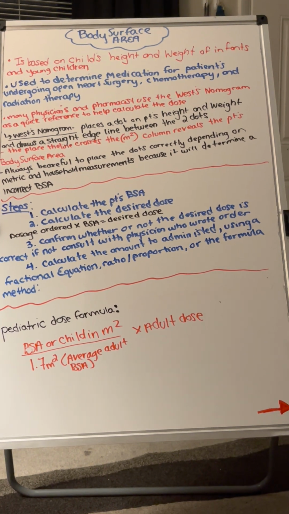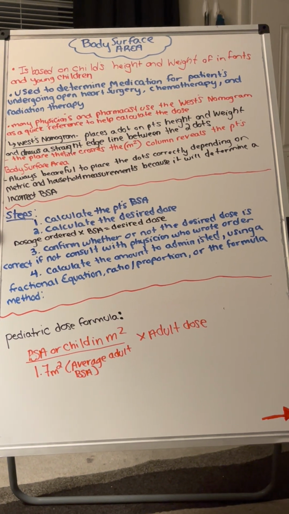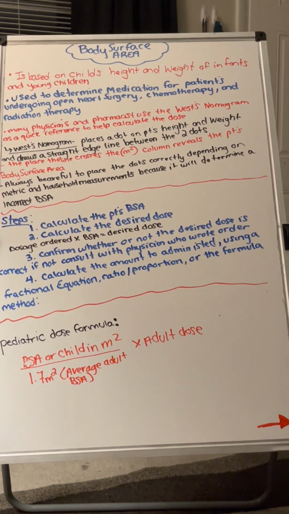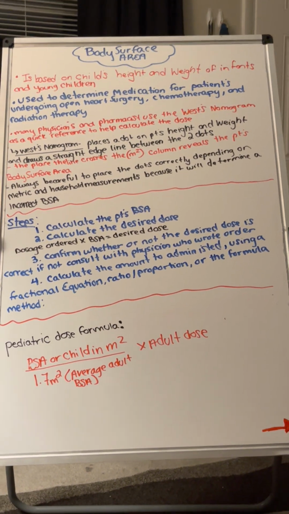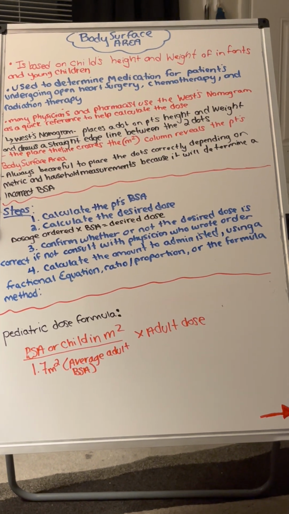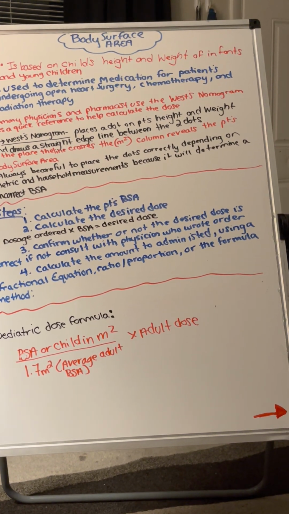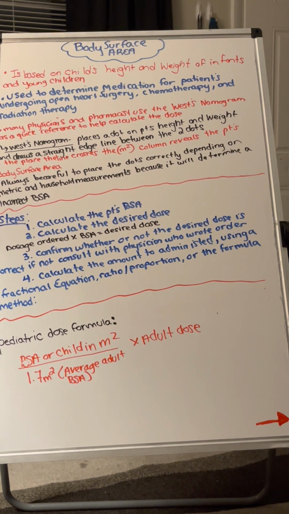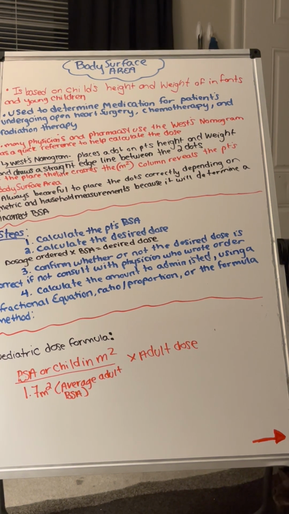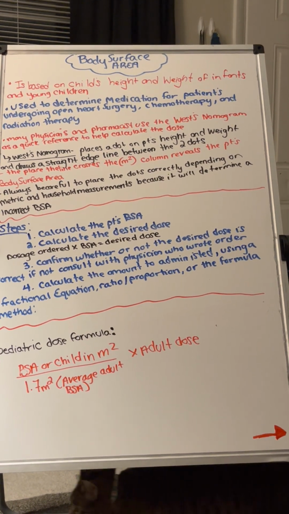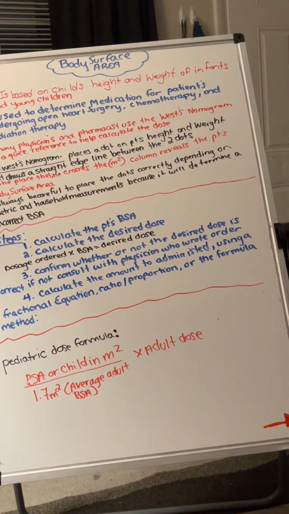Number 4, calculate the amount to administer using a fractional equation, ratio proportion, or the formula method. So in this video, we're only going to be talking about the formula method, because this is the most commonly used. So the pediatric dose formula is BSA, or child M2, over 1.7 M2, which is the average adult BSA, times the adult dose. In most scenarios, you will be given the child's M2 and the adult dose. So I have an example on the back.